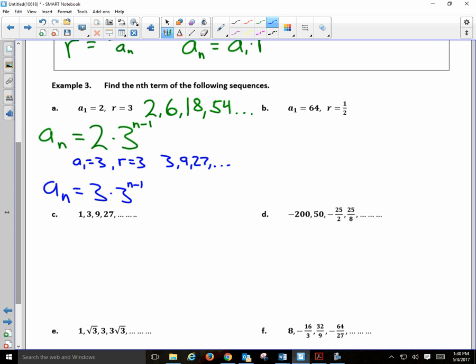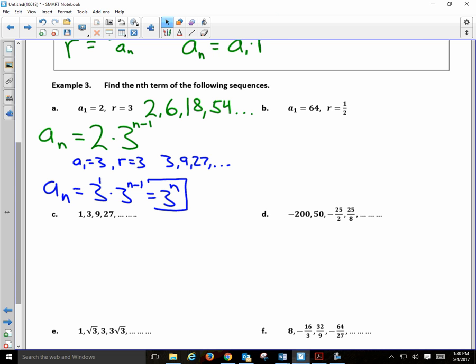This is 3 to what power? And if we have common bases, what do we do with the exponents? And what is 1 plus n minus 1? N. So you can see that in that situation, you could combine things together and have 3 to the n. See that? A little tricky. Let's do the next one.